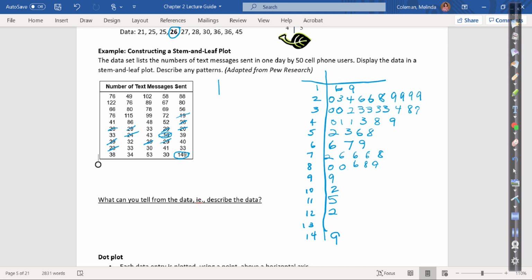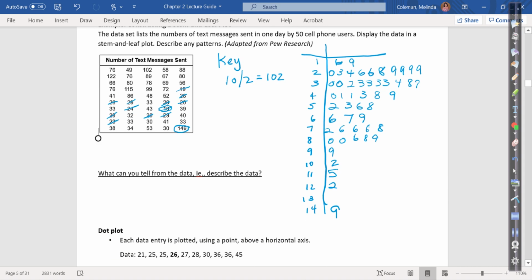You should also write what your key is. In this case, we want the key to tell us that 10|2 equals 102, so that people are aware of what your key is. Again, this is text messages sent in one day. I think this data might be a little old, but that's okay.